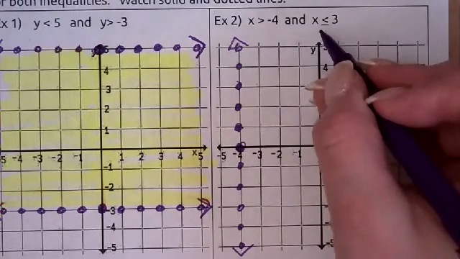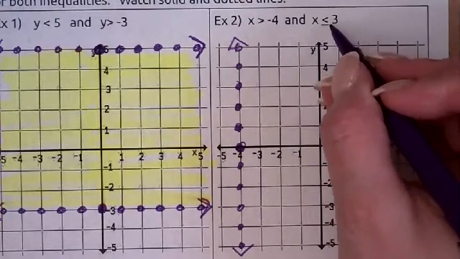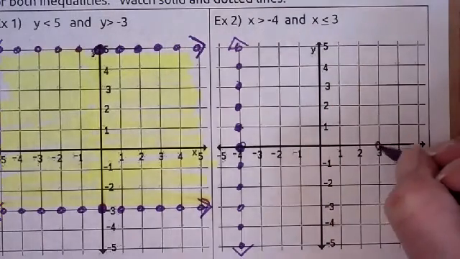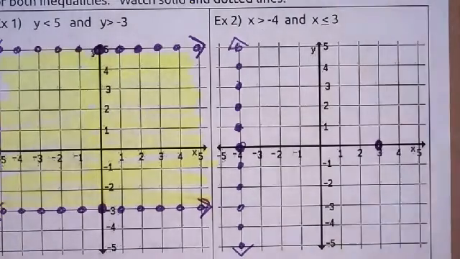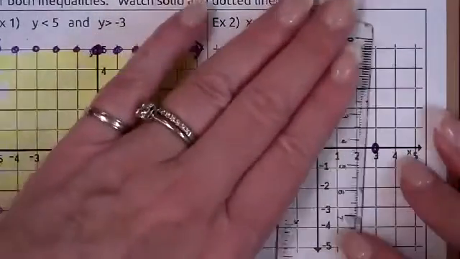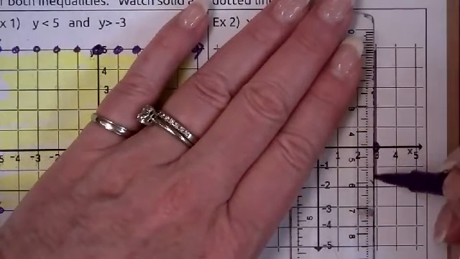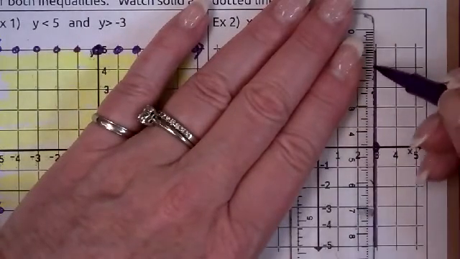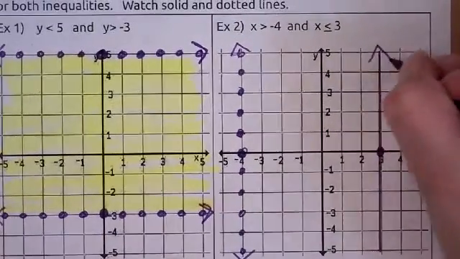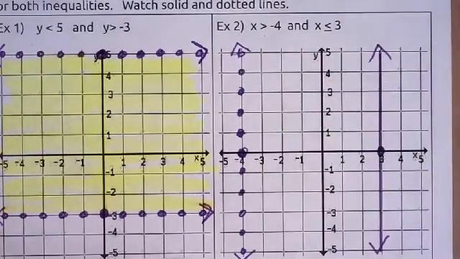Here, my line says x is less than or equal to 3. So if I go over here at 3, what I'm actually going to graph, remember, is that solid line because it has the equal to part. So let's get us a nice bold-faced solid line with arrows, okay?